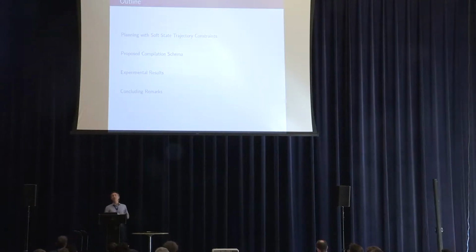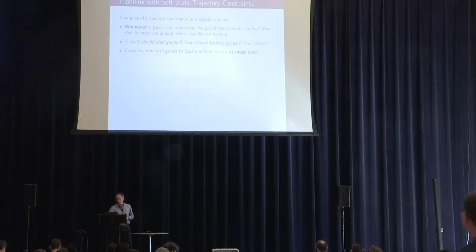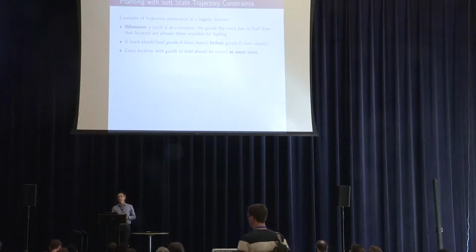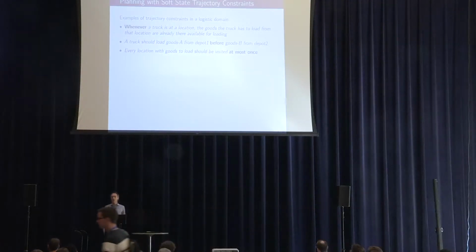In this presentation, first I will briefly introduce planning with soft state trajectory constraints or preferences. I will briefly describe our compilation and present some experimental results, and finally the concluding remarks. So what are these soft state trajectory constraints? We can illustrate them with a few very simple examples in the logistics domain.